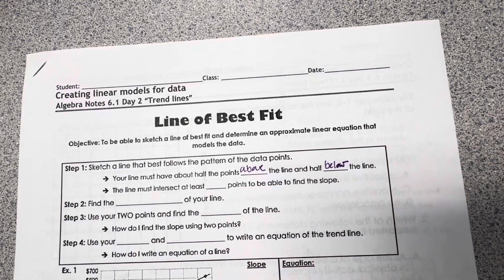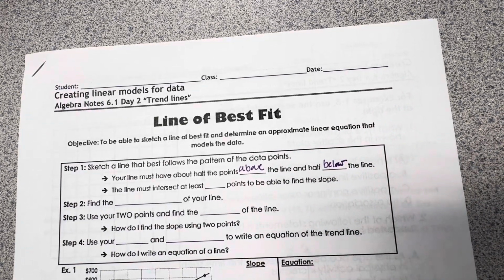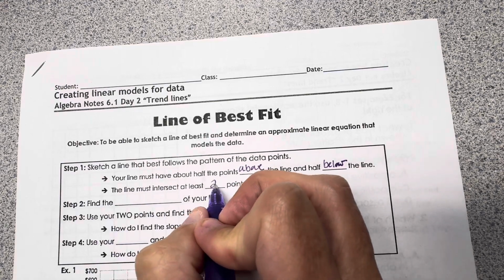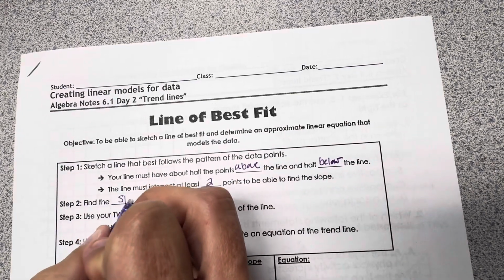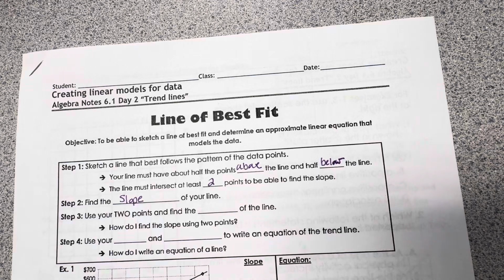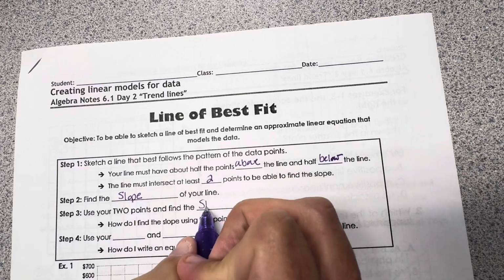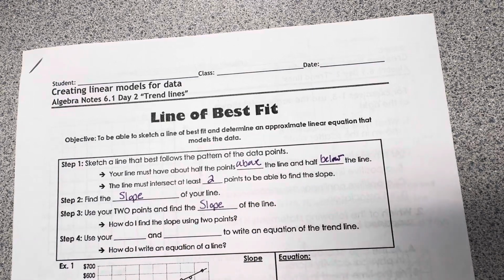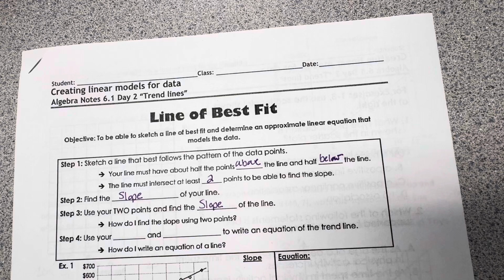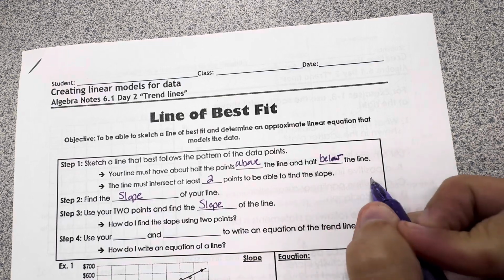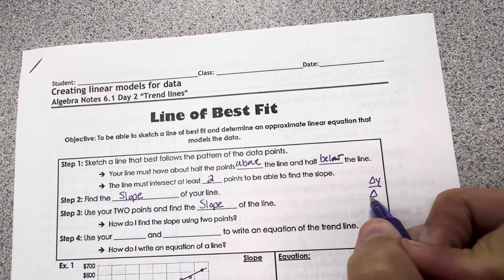The line must intersect at least 2 points to be able to find the slope. The first thing we want to do is find the slope in order to find our line of best fit. So you're going to use 2 points and find the slope of the line. Let me quickly review how to do that. If you'll remember, your slope is the change in y over the change in x.